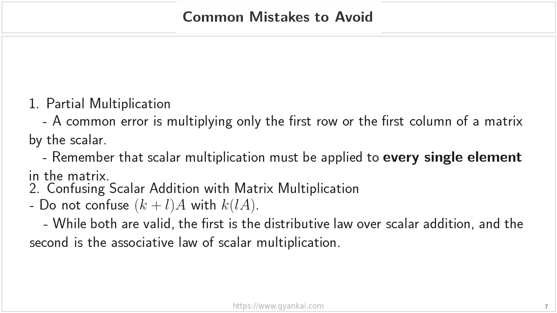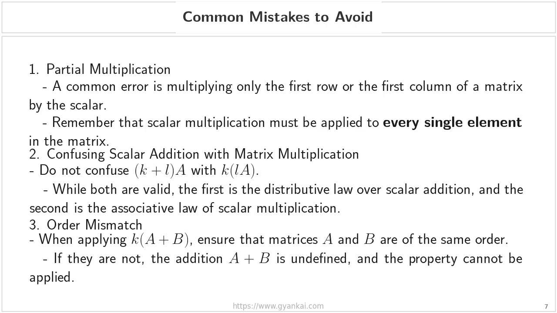Secondly, be careful not to confuse scalar addition with matrix multiplication. Specifically, do not confuse the expression, k plus l, all multiplied by matrix A, with k multiplied by the quantity l times matrix A. While both operations are mathematically valid, they represent different properties. The first is the distributive law over scalar addition, which we just examined in our previous examples, while the second is known as the associative law of scalar multiplication.